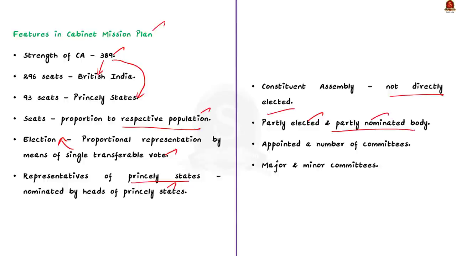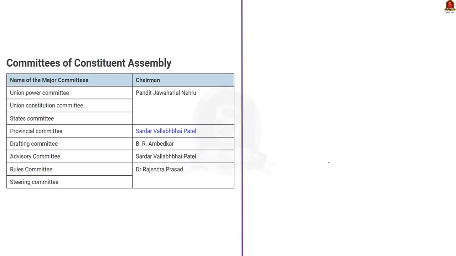Okay. Then the Constituent Assembly also appointed a number of committees to deal with different tasks of constitution making. Out of these, 8 were major committees and others were minor committees. See this table here. I have given you the major committees. Pause the video and go through it.